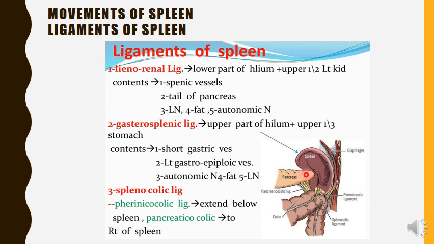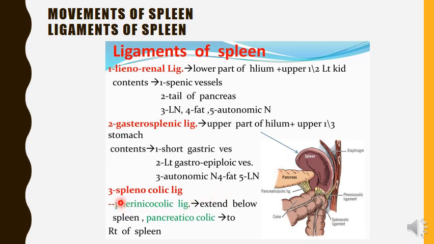And the contents of the lieno-renal ligament are splenic vessels and the tail of pancreas. This is the tail of pancreas. Then you will see some lymph nodes, fat, and autonomic nerves within the lieno-renal ligament. The gastrosplenic ligament will have short gastric vessels, left gastroepiploic vessels, autonomic nerves, some fat and lymph nodes. So if you just remember the location of these ligaments and what organs are connected by them, that is sufficient. So gastrosplenic and lieno-renal.